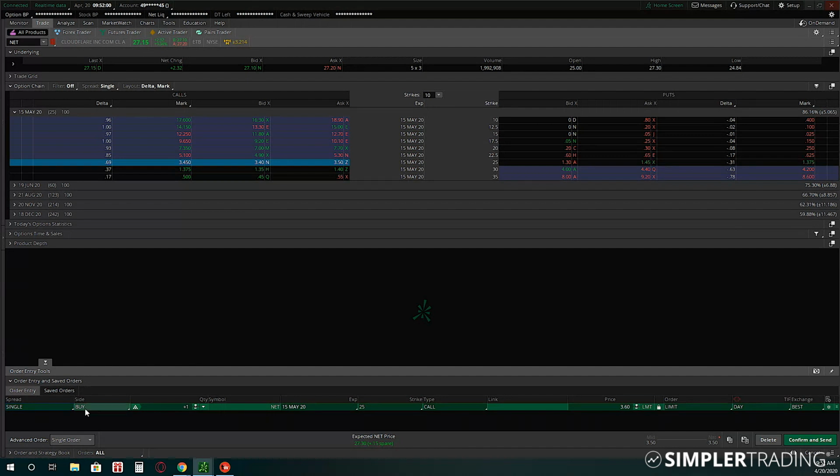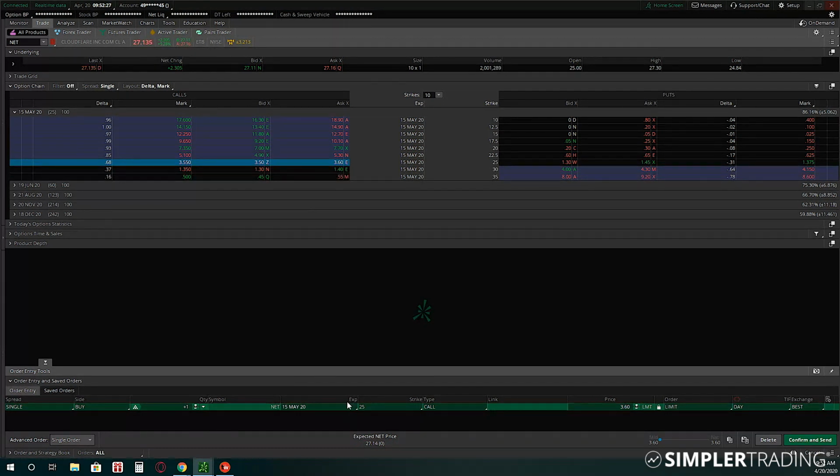Here we have the side, whether it's buy or sell. That's the first thing in the order ticket you would see on Thinkorswim. You have the contract amount here, right? How many contracts do you want? You can click on it individually and type it in, or you can adjust it with the plus or minus sign to the amount that you want. The symbol itself will be the next box. You can see here NET, that's of course what we're looking at right now.